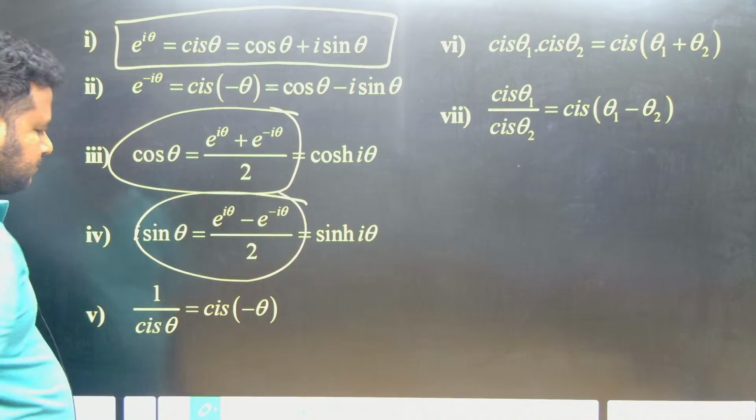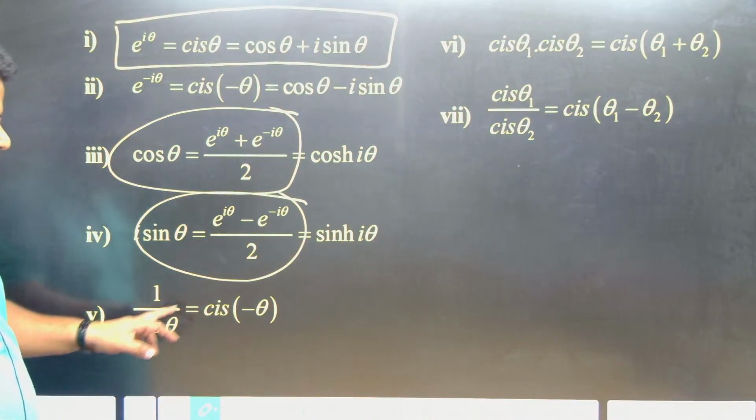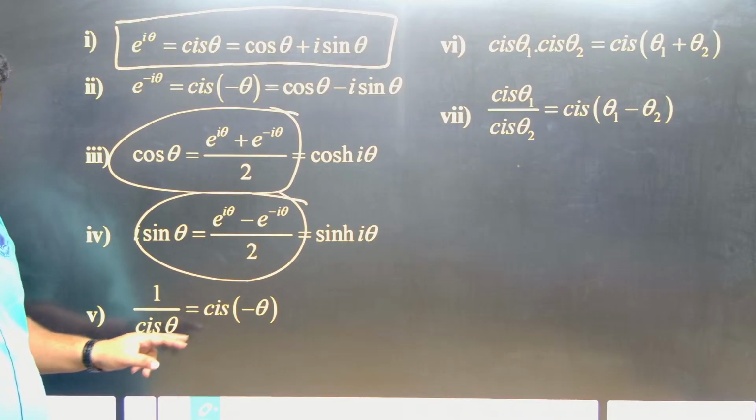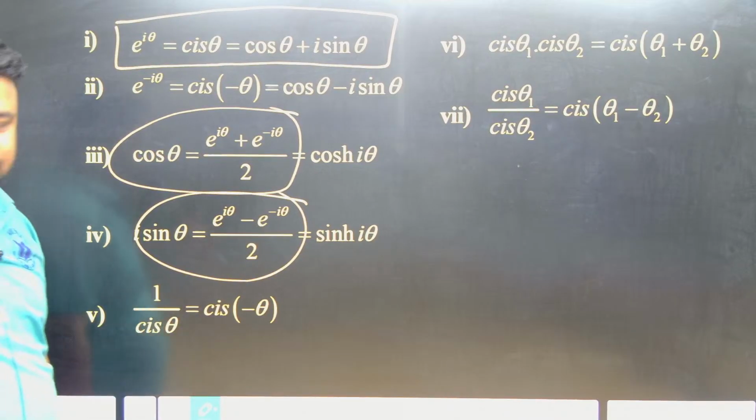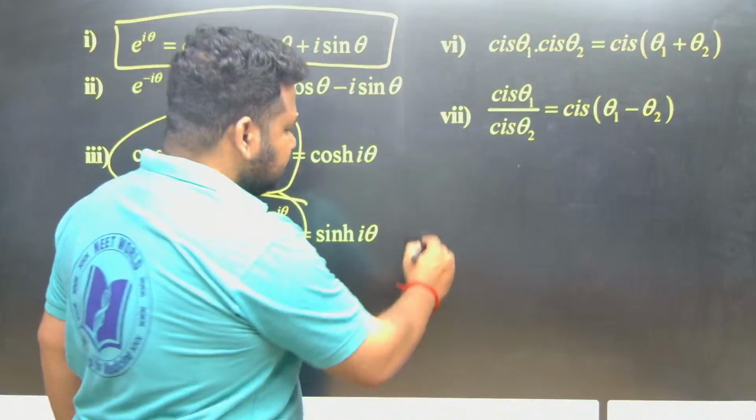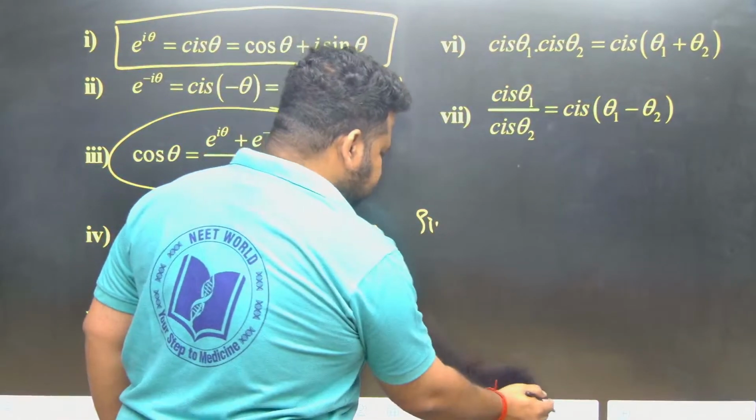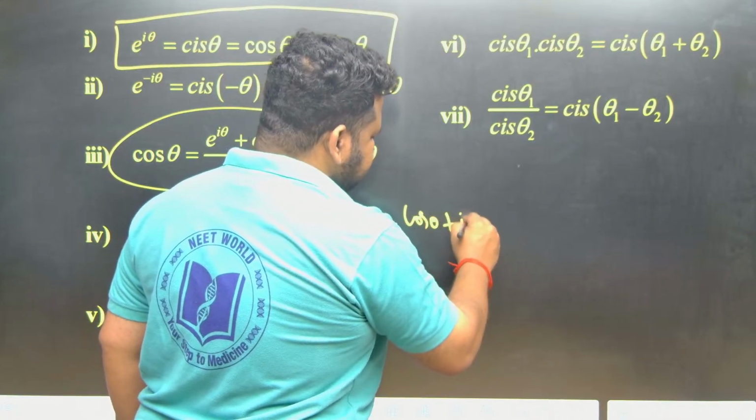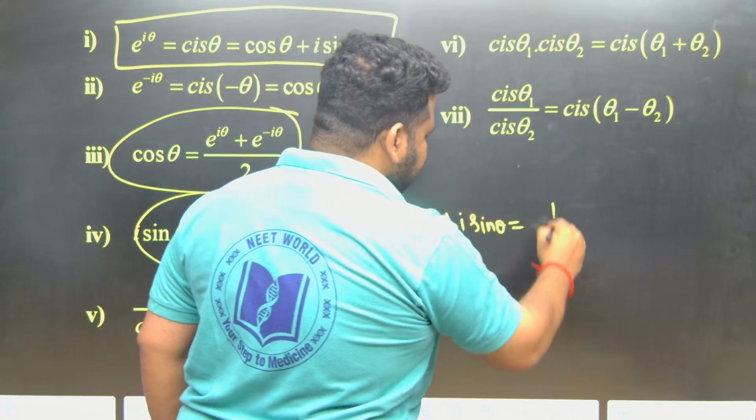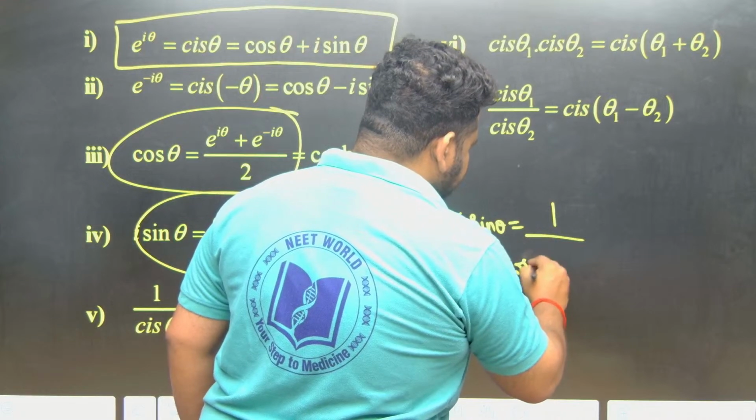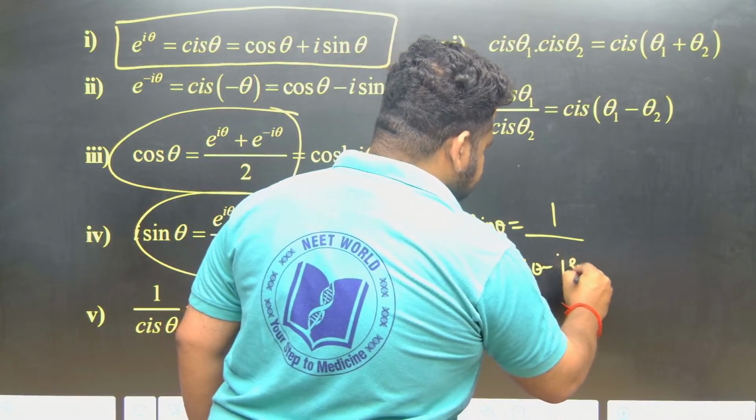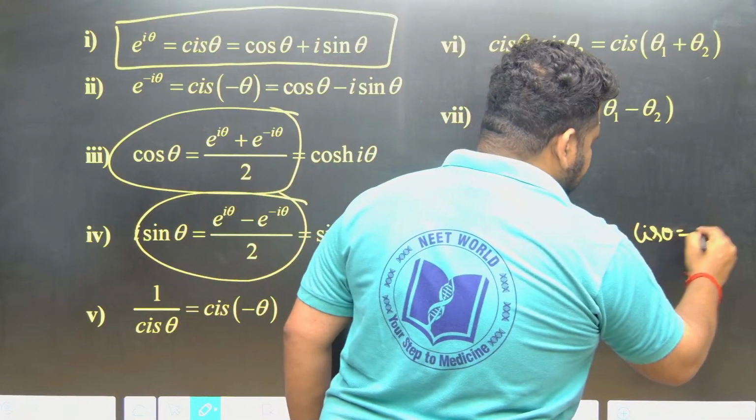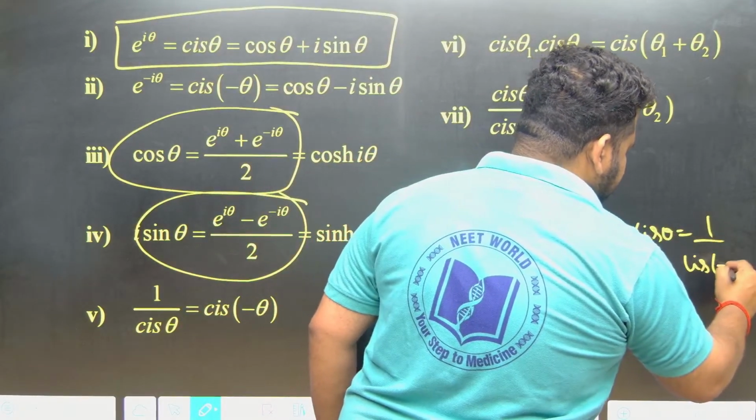Also, 1 by cis theta is nothing but cis of minus theta, which I told you in trigonometry also. So see here, cos theta plus I sin theta can be written as 1 by cos theta minus I sin theta. That is what it means. That is, cis theta will be equal to 1 by cis of minus theta.